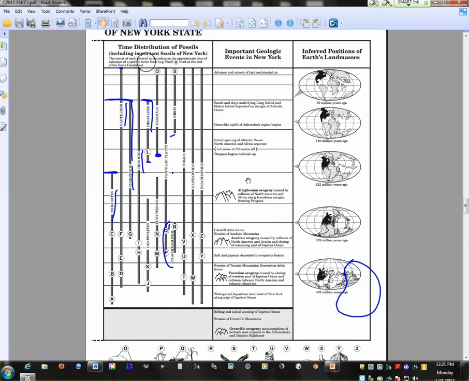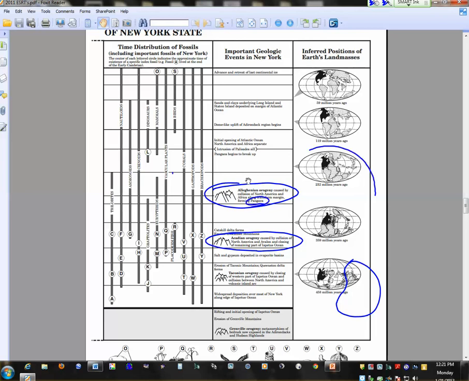Okay, and moving on to the last couple things here. You'll see the important geologic events in New York State. Important geologic events. Things that we learned about in Unit 3, for instance. For example, the Acadian orogeny caused by the collision of North America and Avalon, closing the remaining part of the Iapetus Ocean. The Alleghanian orogeny. Anytime you hear the word orogeny, it means mountain building event. Caused by the collision of North America and Africa, forming Pangaea.